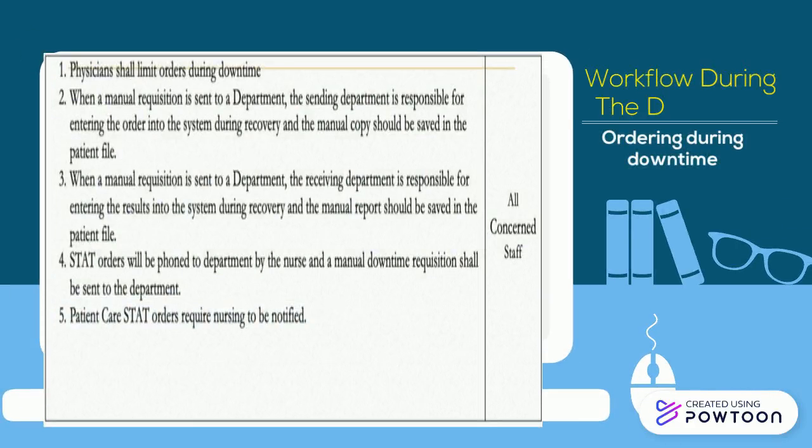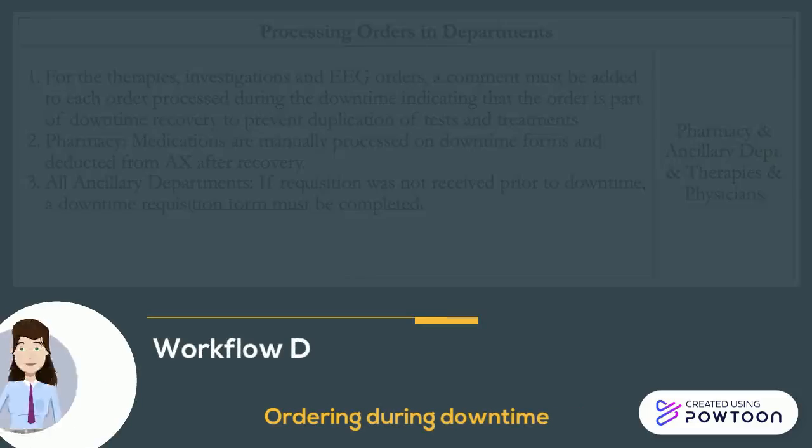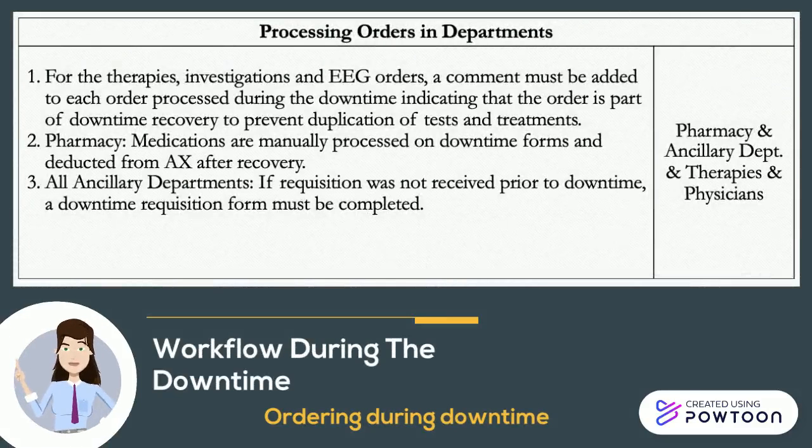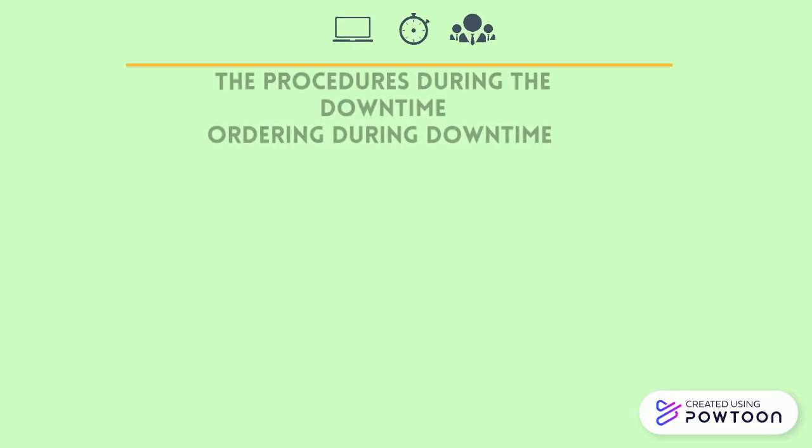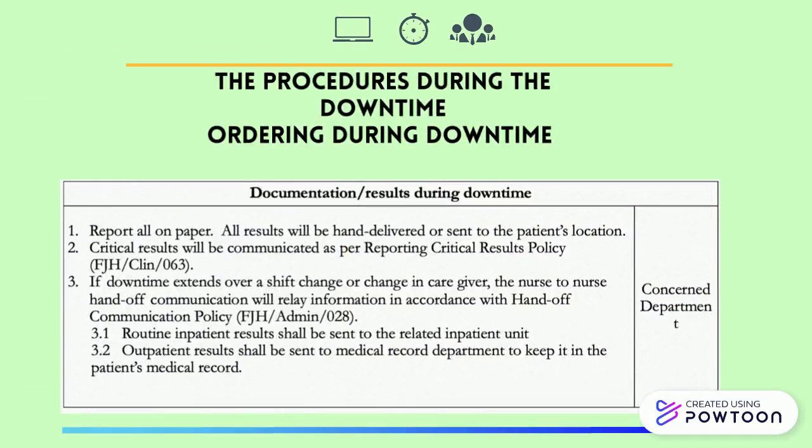When a manual requisition is sent to a department, the sending department is responsible for entering the order into the system and the receiving department for entering the results. Stat orders will be phoned to the department. For therapies and investigations, a comment must be added to each order processed during the downtime to prevent duplication. Medications are manually processed on downtime forms and deducted from ACS after recovery. Critical results will be communicated as per the reporting critical results policy.